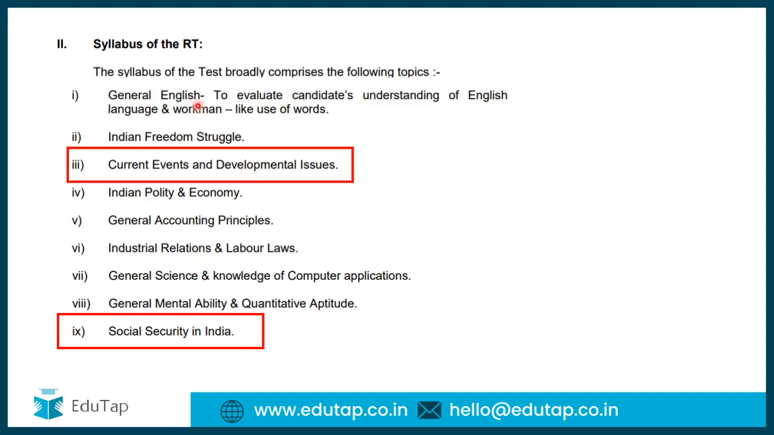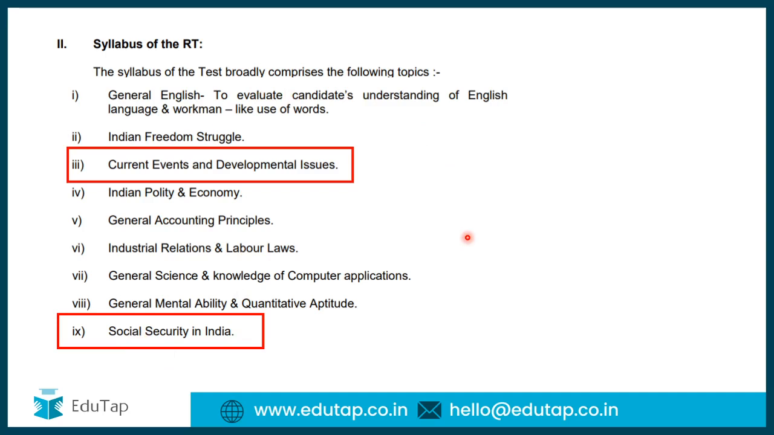So out of the syllabus, there are 9 components given here, which are general English, Indian freedom struggle, current events and developmental issues, Indian polity, economy, general accounting principles, industrial relations and labor laws, general science and knowledge of computer applications, mental ability and quantitative aptitude, and social security in India. So as I've already told you, all these things would be catered to in our course.